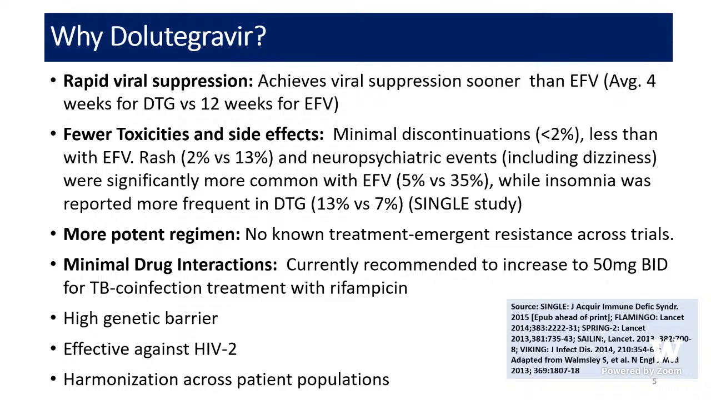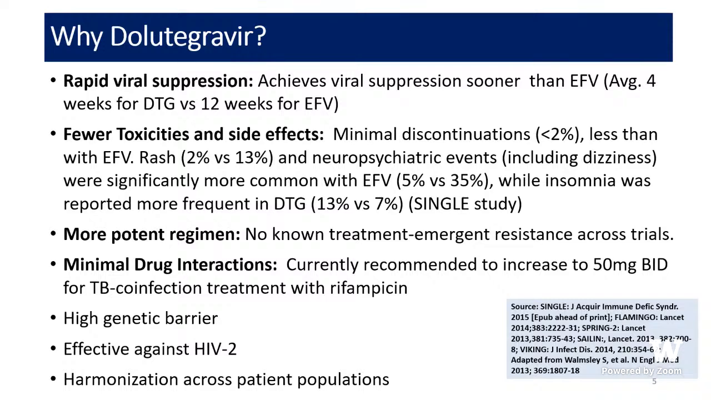As a more potent regimen, dolutegravir has been known to be the most potent regimen because this ART drug has very little propensity to go into resistance. If I want to elaborate, if other drugs like zidovudine or tenofovir were being taken by a patient intermittently with poor adherence, compared to that, dolutegravir in any regimen has a very high genetic barrier. And as a result of this, the emergence of resistance is much less.